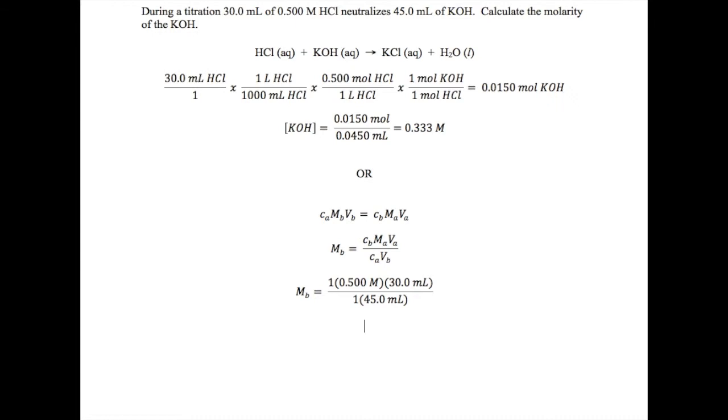The coefficient of the base from the balanced equation is 1. So we have 1 times the molarity of the acid, which is 0.500 molar, times the volume of the acid, which is 30 milliliters, divided by 1, which is the coefficient of the acid from the balanced equation, times the volume of the base, 45 milliliters. When we divide all those numbers out, we get that the molarity of the base is equal to 0.333 molar KOH. And as you can see, we got the same answer as the way we did it above.